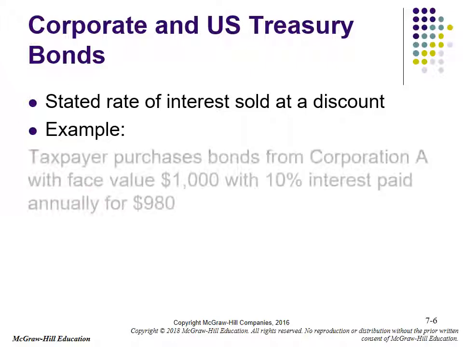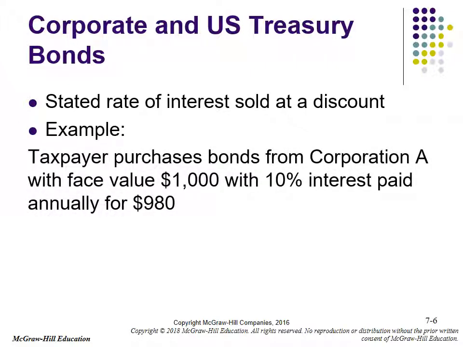So let's look at an example. Let's say the taxpayer purchases bonds from Corporation A. The bond has a face value of $1,000. So that's what the bondholder is going to receive at the end. They're also going to receive 10% of $1,000 each year. I don't have it in here, but you could add it in for 5 years. They purchased it for $980.